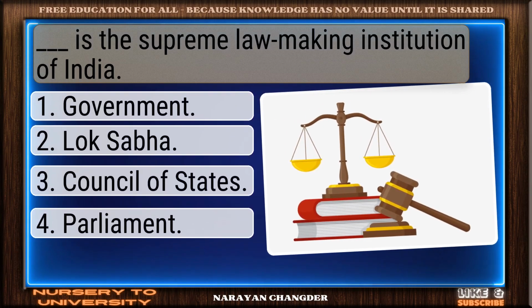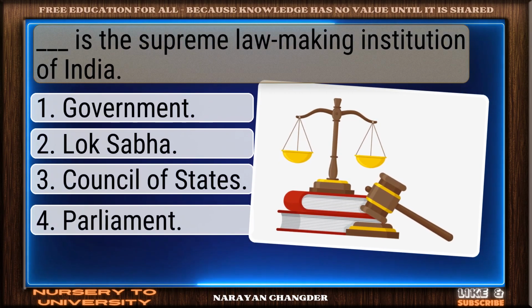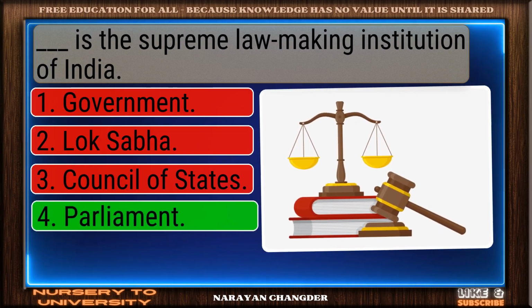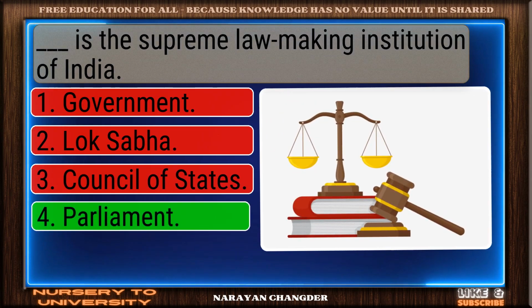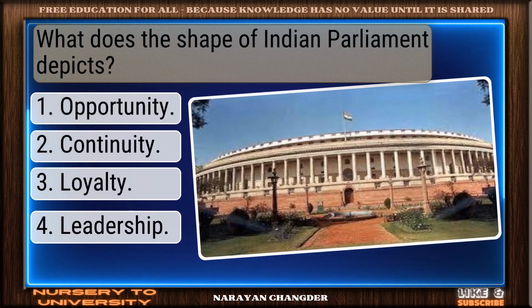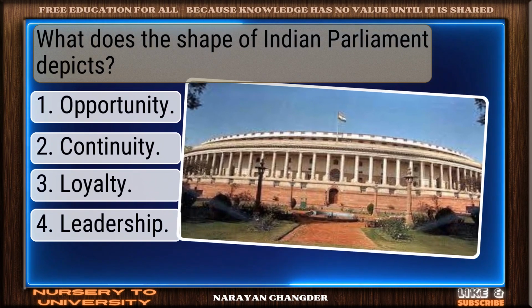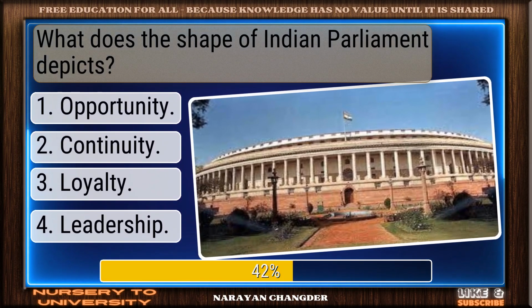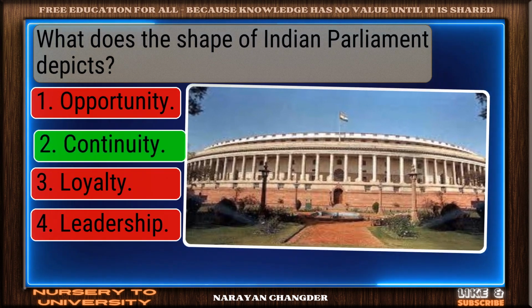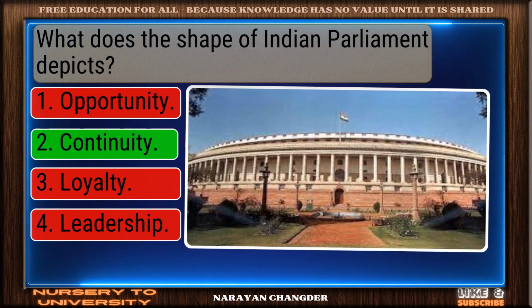Question number 8. What is the supreme law-making institution of India? You're right. Parliament is the correct answer. Question number 9. What does the shape of the Indian Parliament depict? Right again. Continuity is a valid answer.